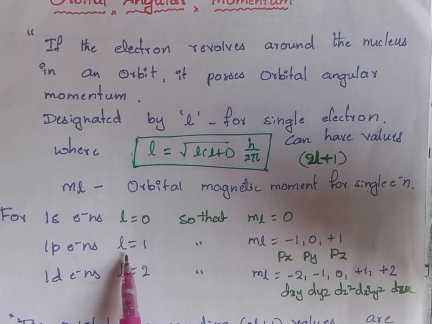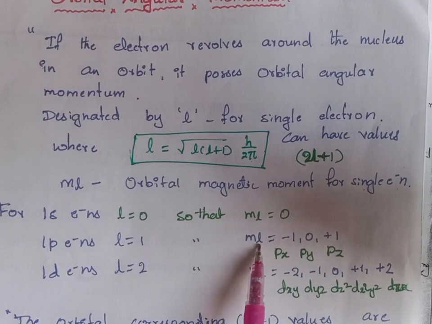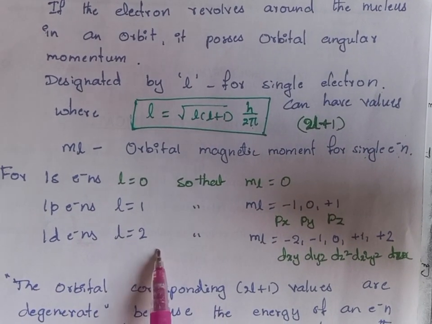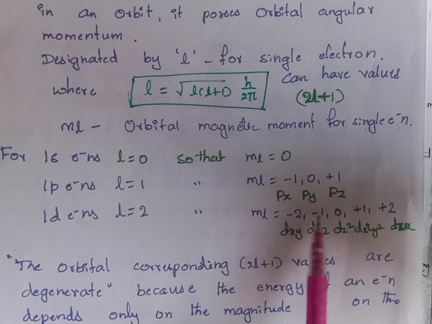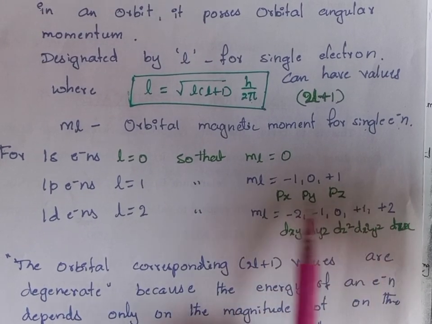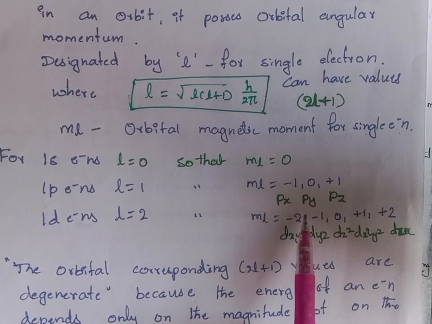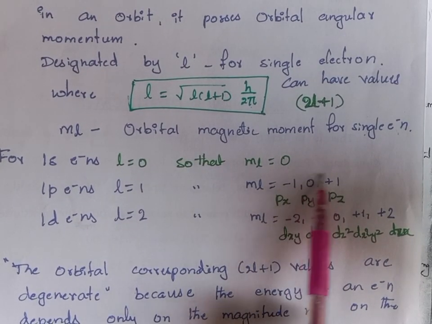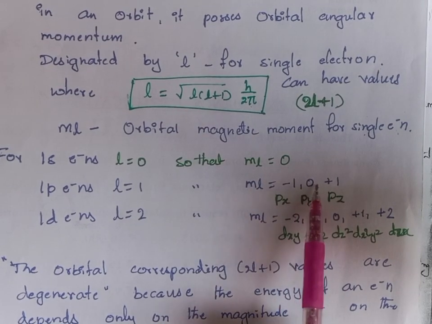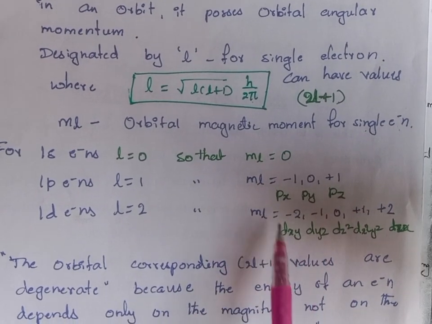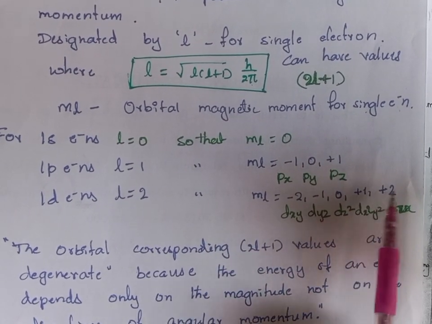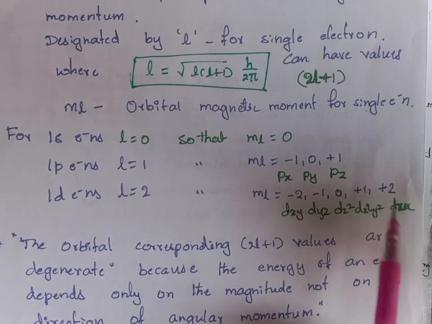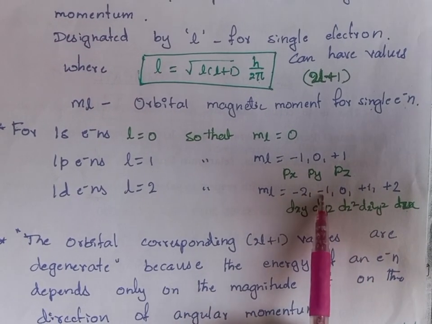For 1p electrons, small l will be 1, so small ml will be -1, 0, +1. For 1d electrons, l equals 2, so small ml will be -2, -1, 0, +1, +2. That means small ml is giving information about every single orbital. In p orbitals there are 3 orbitals: -1, 0, +1, px, py, pz. In d orbitals: -2, -1, 0, +1, +2, dxy, dyz, dz², dx²-y², dzx. So it is giving information about every single orbital.